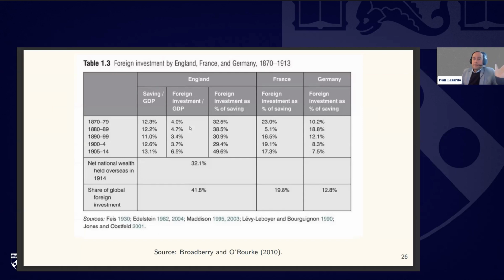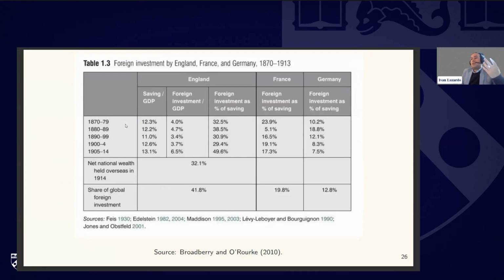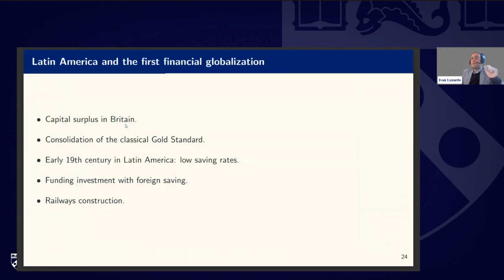The main player in terms of foreign investment was Britain, for the reason that we mentioned before: industrialization. Britain accumulated a lot of capital surpluses that were available to be invested into the rest of the world. Also, an important destination of that investment was the construction of railroads.